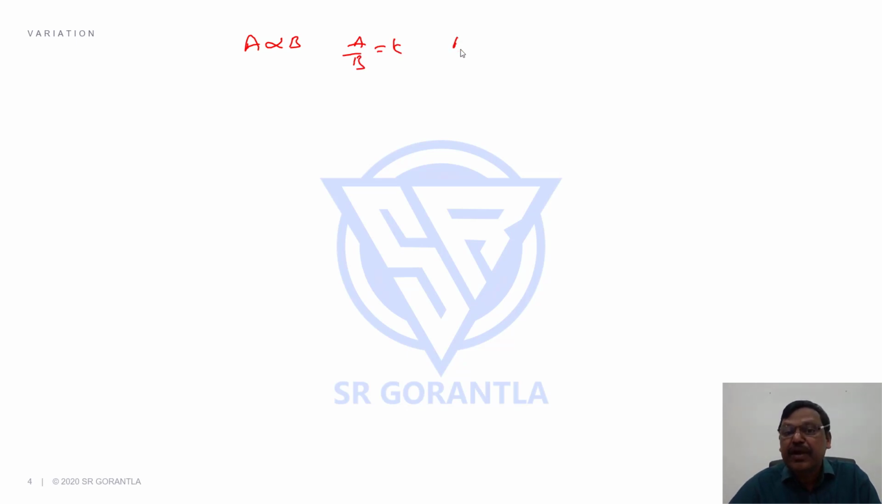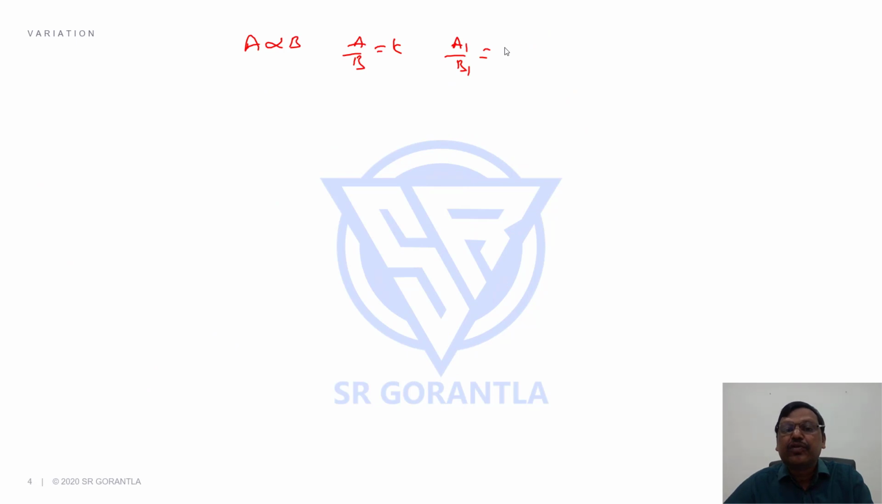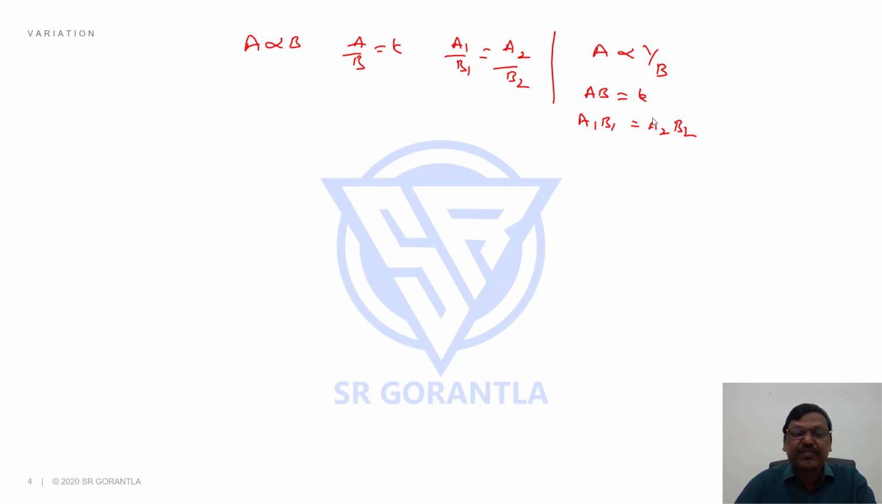That means first time a by b value, second time a by b value is same. So a1 by b1 equals a2 by b2. Or if a varies inversely with b, 1 by b I am writing just to say inversely, the product is constant. That means first time the product and second time the product is same.